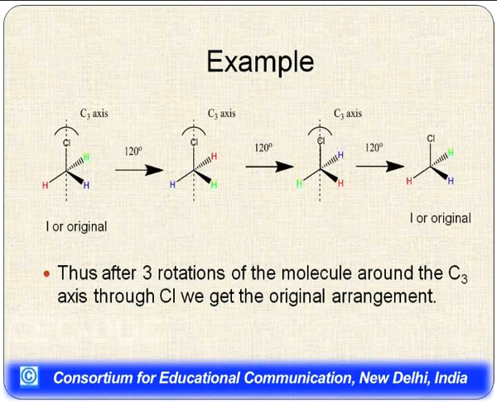The first type of symmetry element says that the axis of symmetry is an imaginary axis through which we rotate the molecule n number of times, and by the angle 360 degrees by n, we get exactly the original. Sometimes in books it is written as indistinguishable from the original, because hydrogen is replacing hydrogen. I hope that I am clear on this.